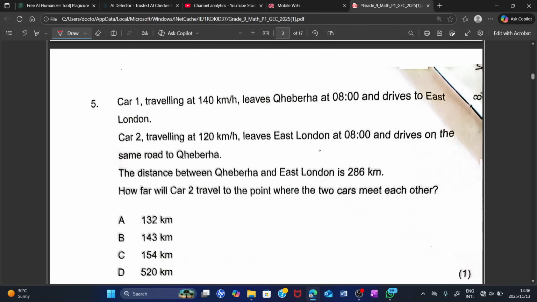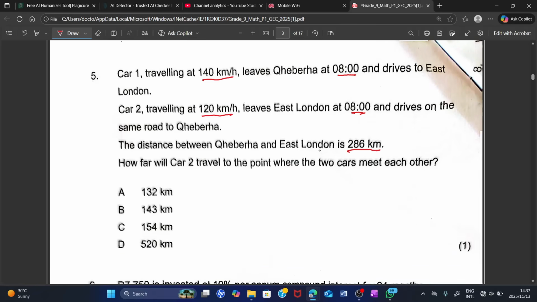It says that car A, traveling at 140 kilometers per hour, leaves Tshwane at 8 o'clock and drives east to East London. Car 2, traveling at 120 kilometers per hour, leaves East London at this time and drives on the same road to Tshwane. The distance between them is 286 kilometers. How far will car 2 travel to the point where the two cars meet each other?